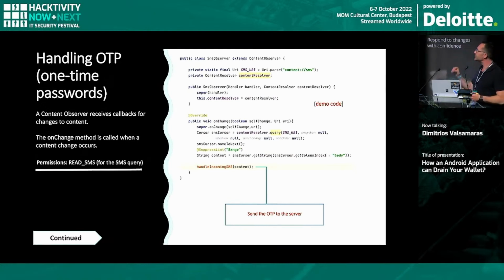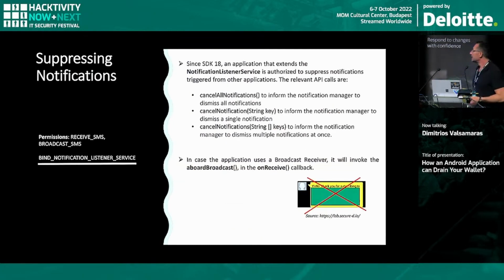Finally, another way is by using a content observer, which receives callbacks for changes to a specific content. What malware cares about here is the SMS content. So if some changes happen there, it's going to trigger the onChange callback, and will perform exactly the same steps, which is check if there is a specific keyword and send the PIN back to the server.